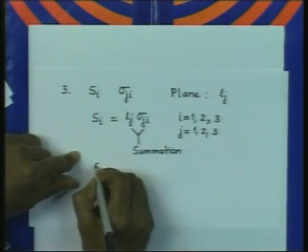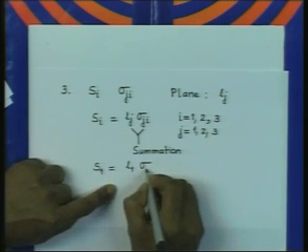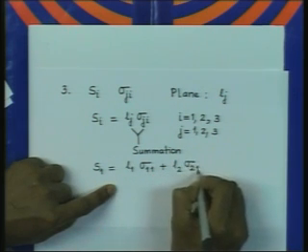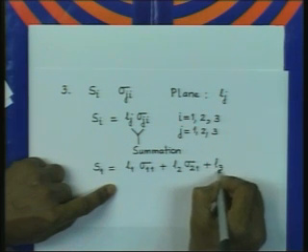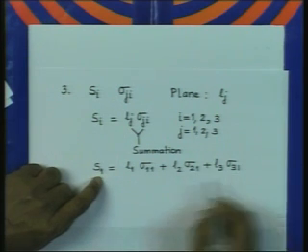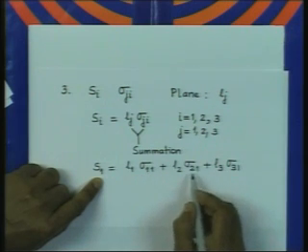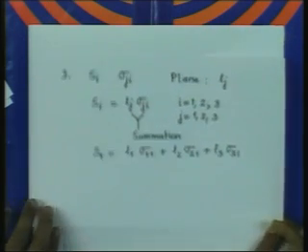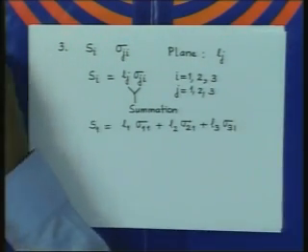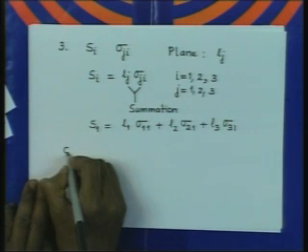Just to give one case, S1 is nothing but L1 sigma 11 plus L2 sigma 21 plus L3 sigma 31. Herein i is fixed, and L is varying from 1 to 3, so also the stress components are varying 1, 2, 3. Now we would like to take one example. First we would like to consider the calculation of strain at a point.